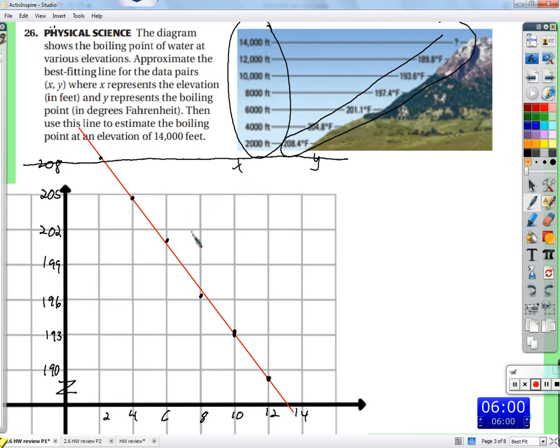Probably. In fact, when I go to write the equation of the line, the data is so close that it almost goes right through that point. And that point is not so nice. That's 14,000, 197.4. Or what is that?